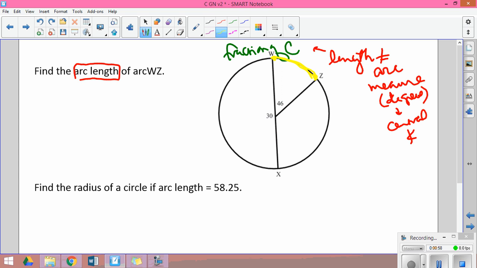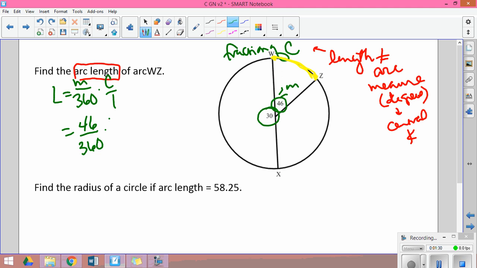So what fraction of the circumference all the way around is that arc? So I'm going to need this central angle. And remember, the length is equal to the measure of the central angle over 360 times the circumference of the whole circle. So fill in what we know. So we know the measure of the central angle is 46 over 360. The circumference of the circle, the diameter, is 30 times pi. And when I'm multiplying fractions, I put whole numbers over 1.